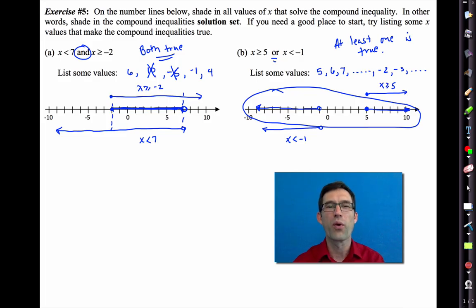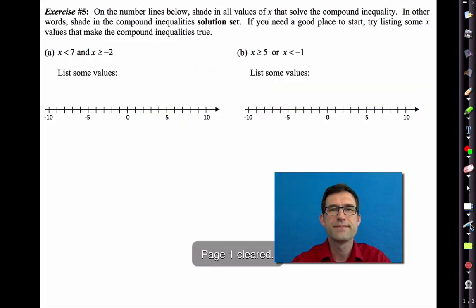All right, we'll work with more of that next time when we do more work with compound inequalities. For right now, I just wanted to give you a little bit of a taste for it. All right, I'm going to clear this out, so pause the video if you need to. Okay, let's wrap.